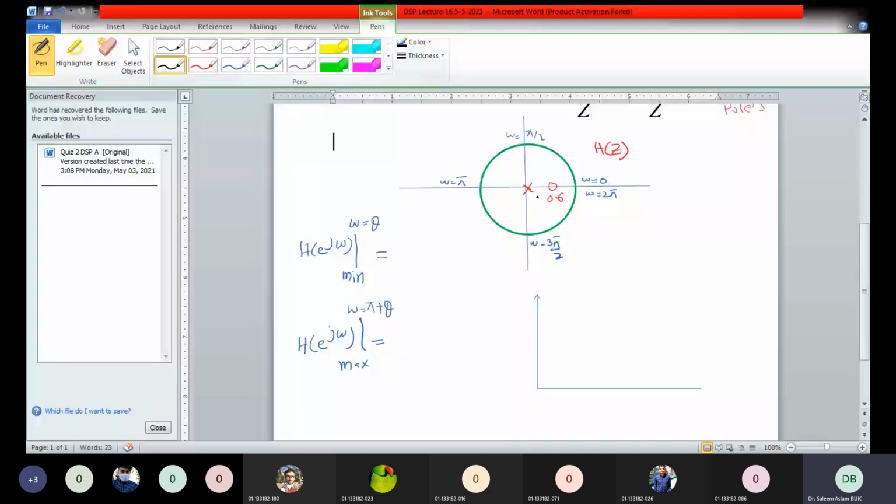Okay, so now let's see, what about theta? Theta is the angle of the zero. So currently, what is the angle of this zero? Anybody would like to help me? At what angle is this zero placed?